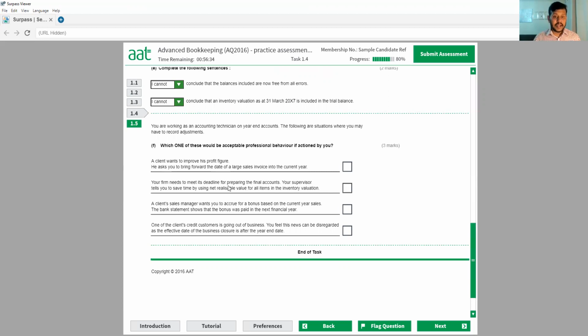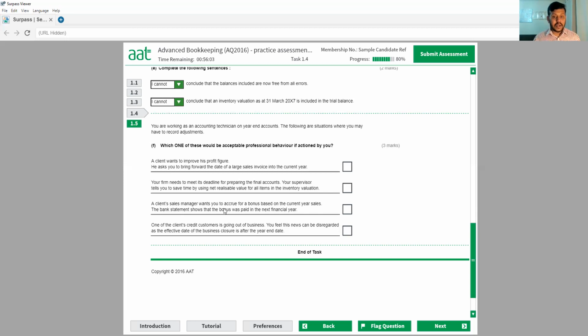Your firm needs to meet the deadline for preparing the final accounts. Your supervisor tells you to save some time by using the net realizable value for all the inventory. No, I cannot do it. Even though my supervisor says to use the NRV, I cannot do it, because inventory should be valued at the lower of cost and net realizable value. Between these two, I have to find the lower one. Even though I am close to the deadline, I cannot follow that.